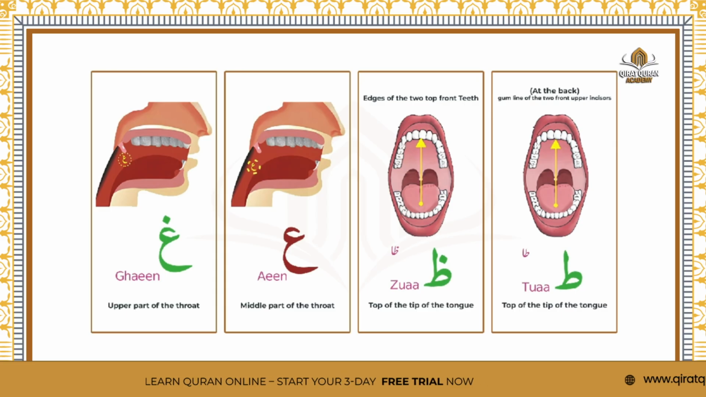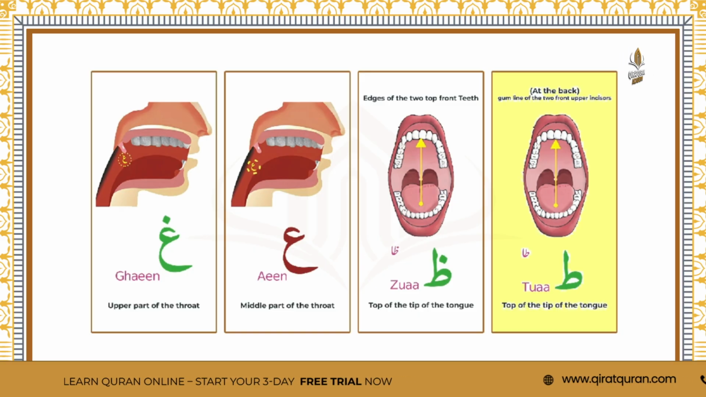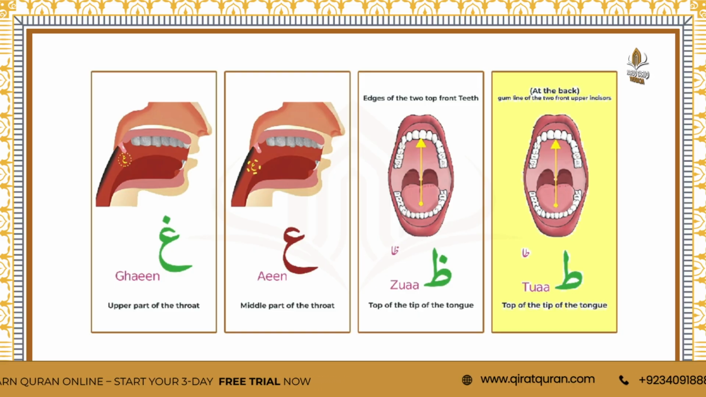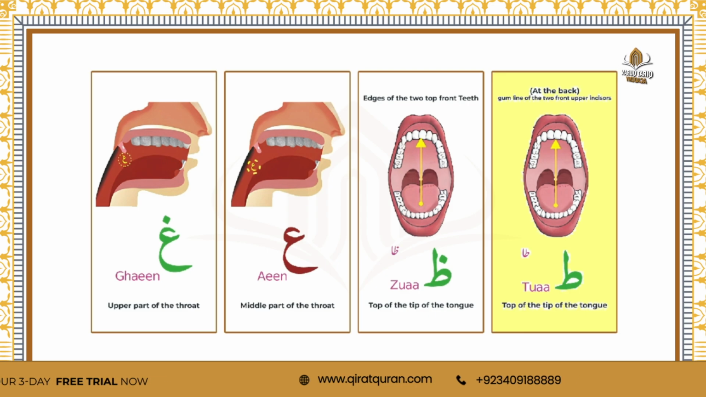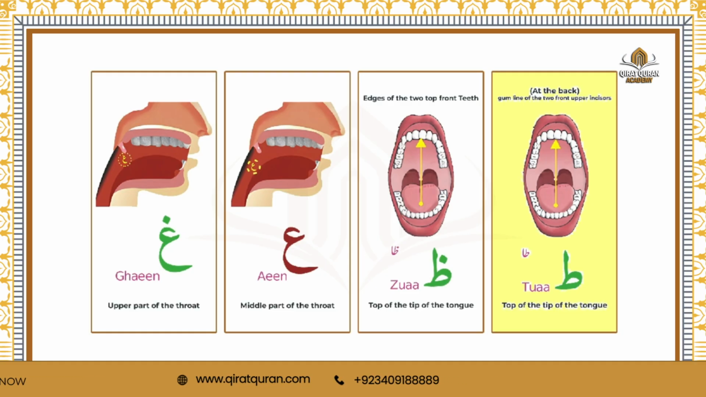Now the origin of letter Ta is here. As you can see here, the origin of the letter Ta is top of the tip of tongue, and it will connect to the gum line of the two front upper incisors here. Not to the upper incisors, but it will connect to the gum line, okay, at the back of the incisors. So this is the top of the tip of tongue, and it will go connect to the gum line of the two front upper incisors at back. So that's how you can pronounce Ta.